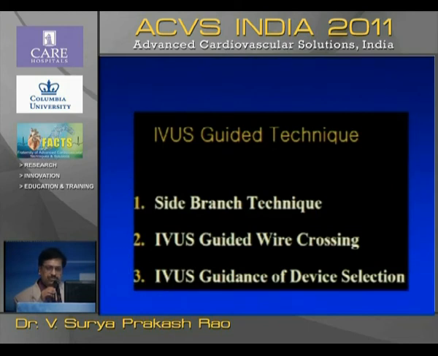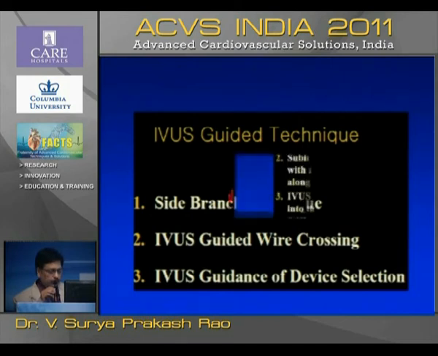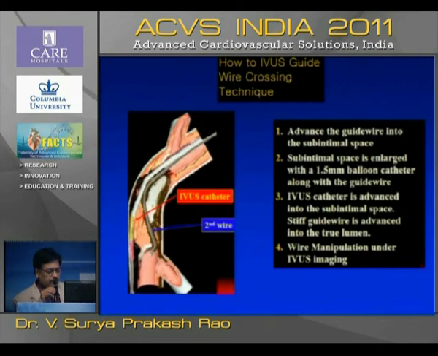That's why you choose 7 French or 8 French. Side branch technique: you can put the IVUS in the side branch and see in the false lumen, dilate with a 1.5 balloon, keep the IVUS in the side false lumen and check the true lumen, and you can enter the second wire in the true lumen. And for device selection also, IVUS is very useful.